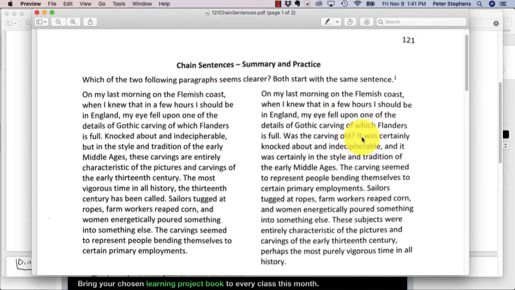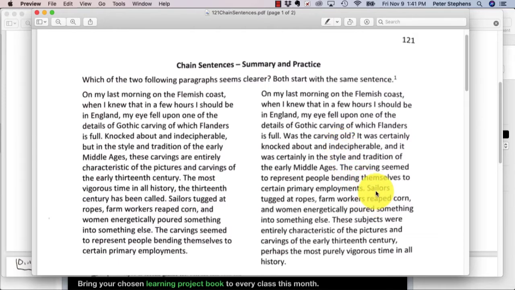"It was certainly knocked about." The word it is a pronoun. We know it refers to carving because that's the only thing we've been talking about in the last previous sentence. So we have a very clear antecedent to that pronoun. The next sentence starts, "The carving." Once again, we've had that earlier.